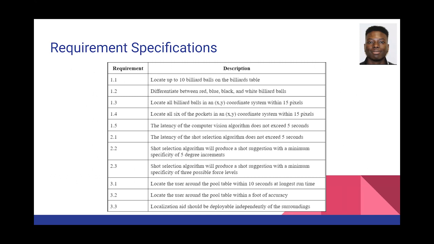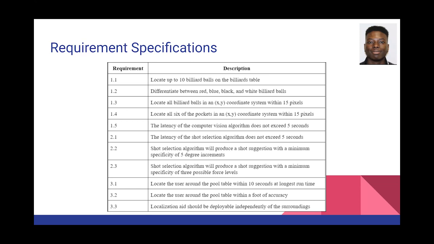So if any change has to happen on the pool table, that needs to be computed more or less in real time. Under the same vein, we should be able to locate the user within 10 seconds at the longest, broken down to about even 5 seconds at worst. And as well as locating him or her fast enough, we need to locate them accurately enough.